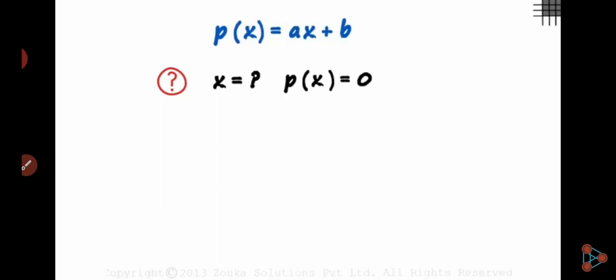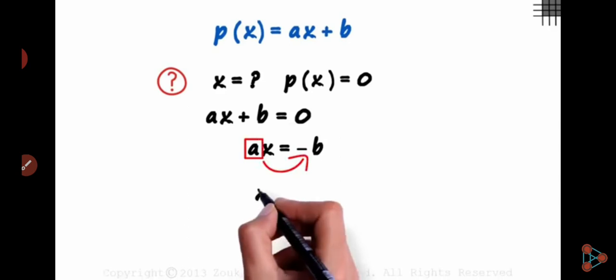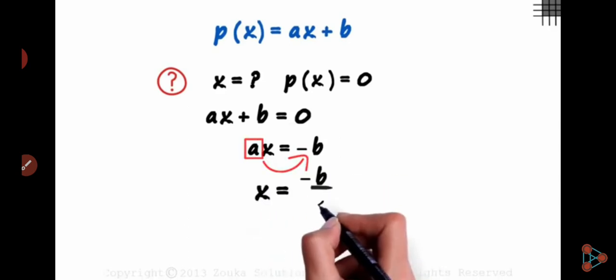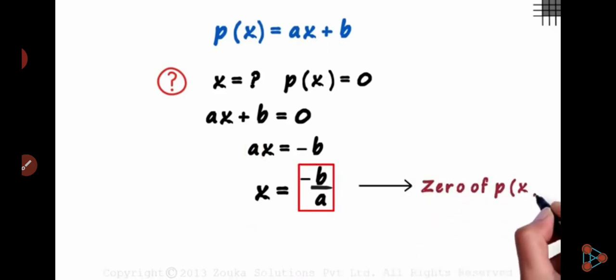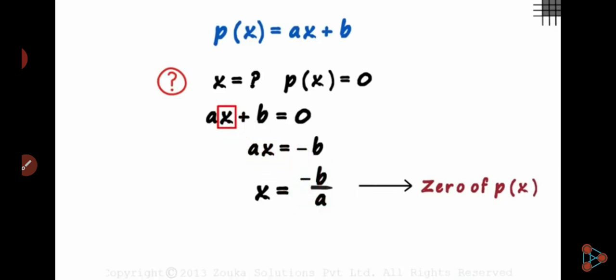So this is called the zero of this polynomial. If ax plus b is equal to 0, then we can easily find the zero of the polynomial. ax is equal to minus b, and x is equal to minus b upon a. So this is the zero of the polynomial. If the equation is in the form of ax plus b, the zero of the polynomial is x equal to minus b upon a.